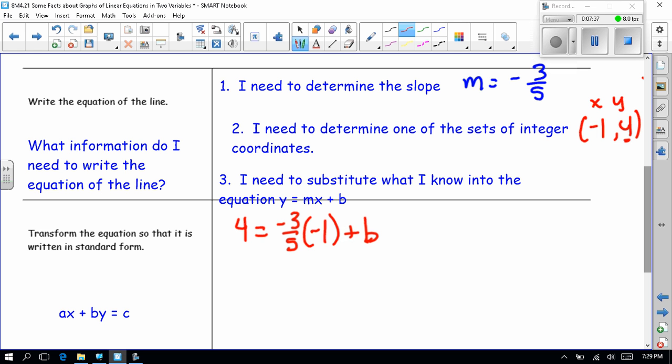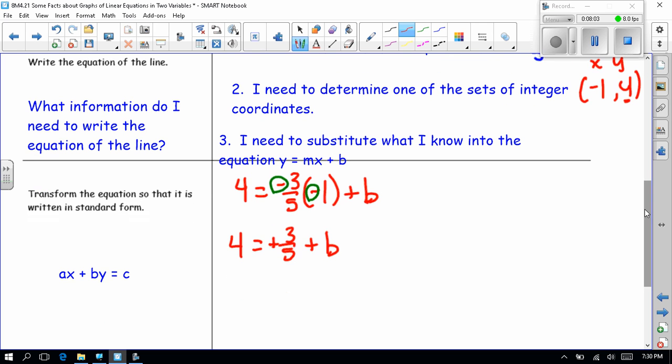I should probably grab my calculator. Left side, I don't need to do any math. It's still going to be 4. Now we have a negative times a negative, so I know I'm going to be a positive. 3/5 times 1, anything times 1 is going to be the same number, so it's going to be a positive 3/5 plus b. I need to isolate the b or get the b all by itself.